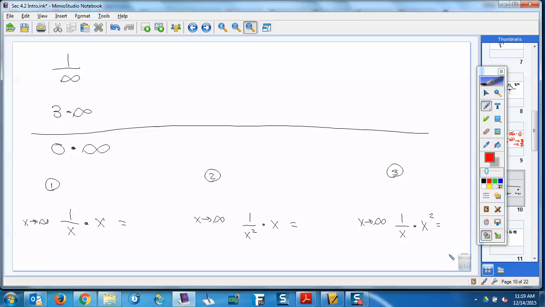It means something getting small times something getting big. It's like a tug of war. The thing getting big wants to make the product bigger. The thing getting small wants to make the product smaller. Which one wins? The rate. The one that's getting there faster is going to win. So if the one getting big is getting big faster than the one getting small is getting small, then it's getting bigger.